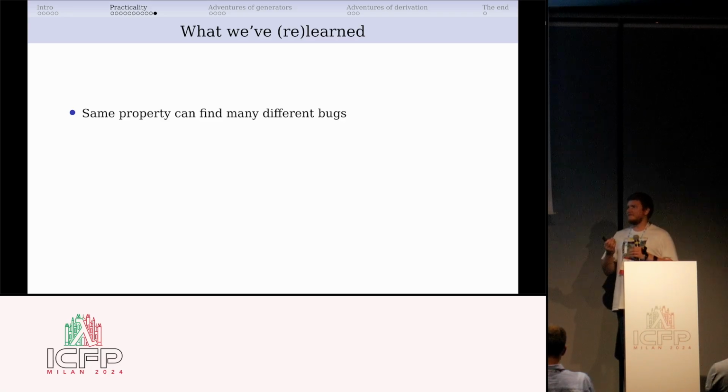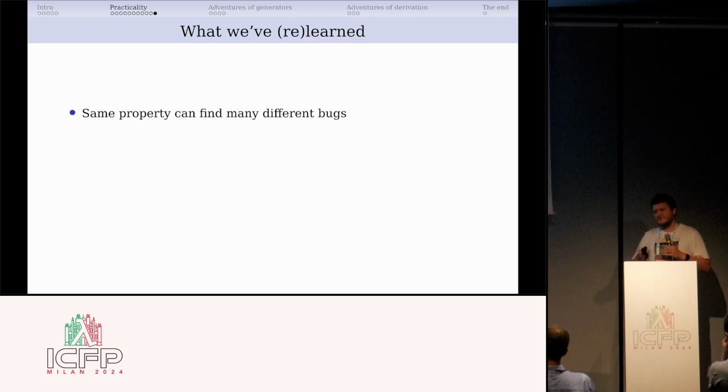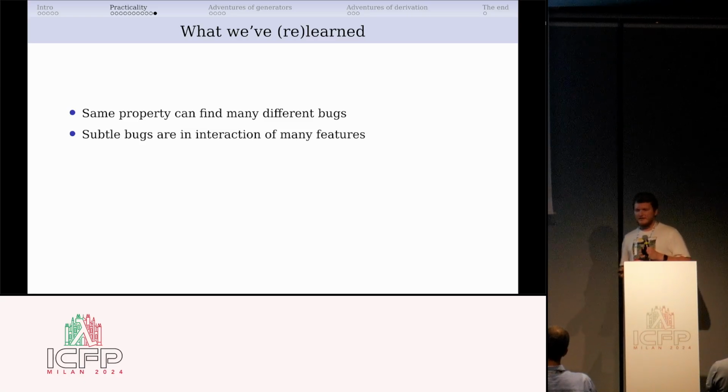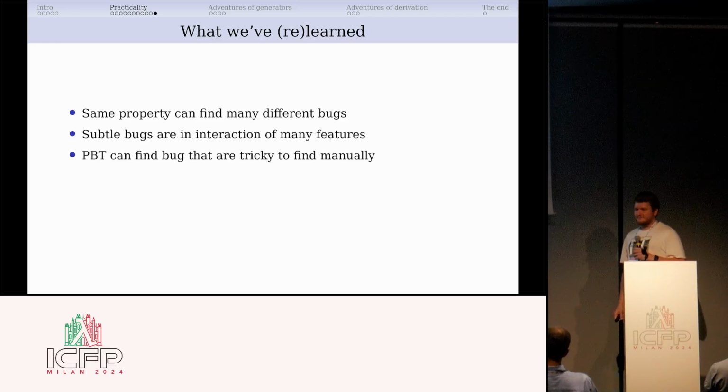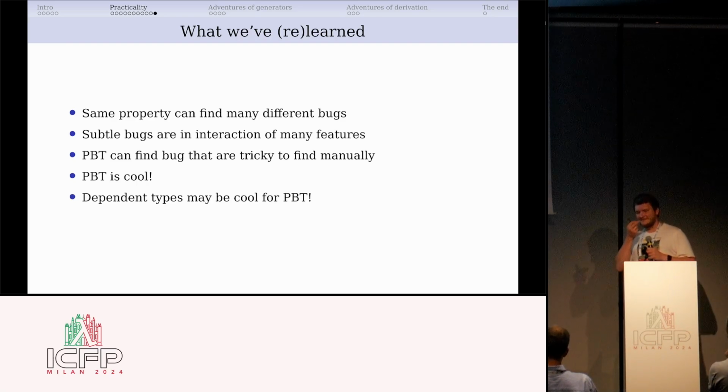And I think that we repeated what is well known for property-based testing in general, but in another setting: the same property can find many, very diverse bugs, and very subtle bugs lie in the intersection of different features of the system. And property-based testing can find them. Property-based testing is cool, but what I claim is that dependent types for property-based testing are also cool.